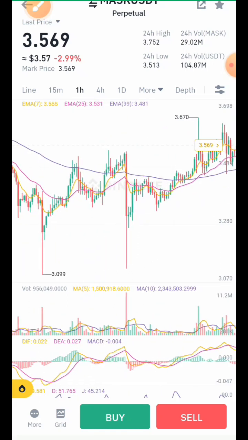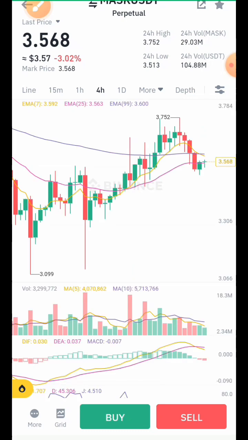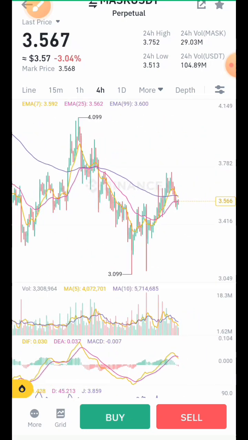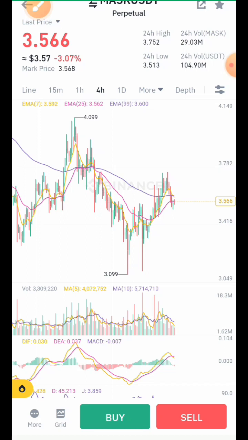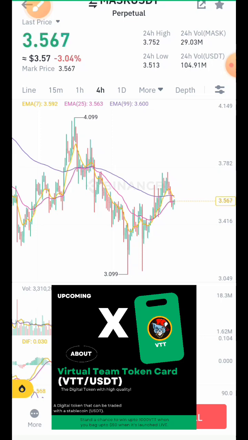So what are the things we see in the chart? Now let's go for the 4-hour time frame. Now we start with retracement. Retracement always happens in the market, and the market is in a particular zone where it always happens, right?